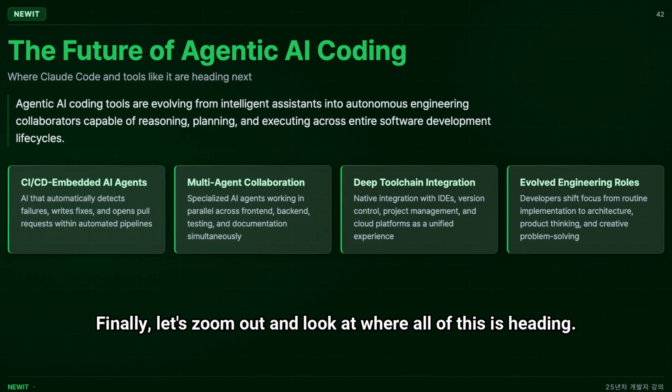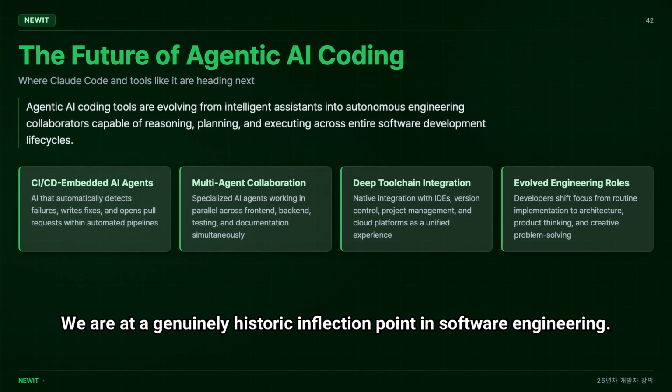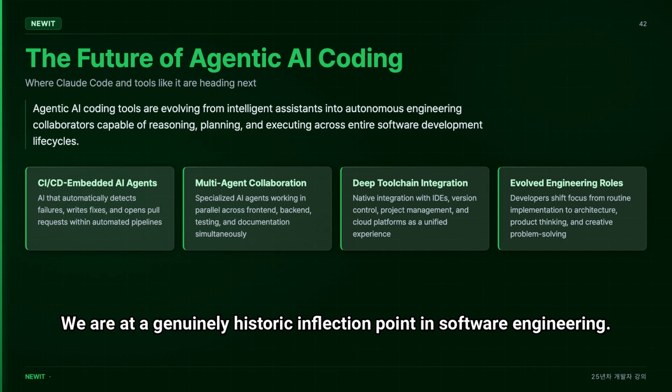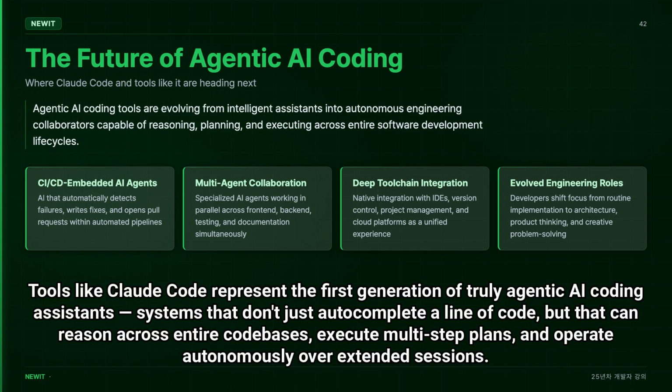Finally, let's zoom out and look at where all of this is heading. We are at a genuinely historic inflection point in software engineering. Tools like Claude Code represent the first generation of truly agentic AI coding assistants. Systems that don't just autocomplete a line of code, but that can reason across entire codebases, execute multi-step plans, and operate autonomously over extended sessions.